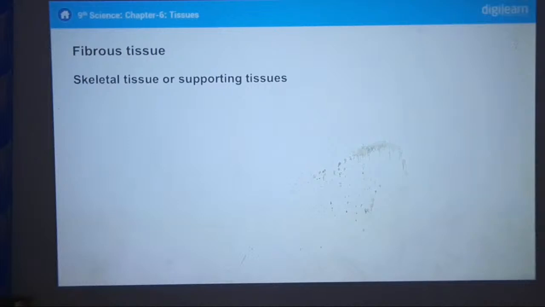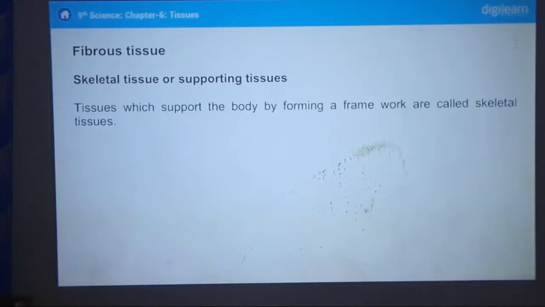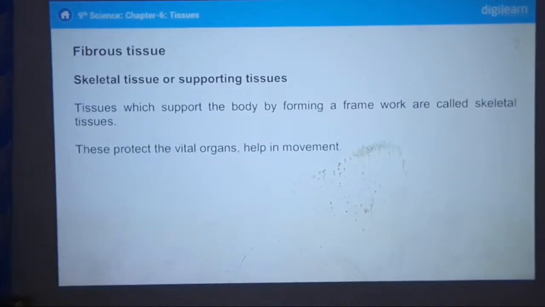Skeletal tissue or supporting tissues. Tissues which support the body by forming a framework are called skeletal tissues. These protect the vital organs and also help in movement.